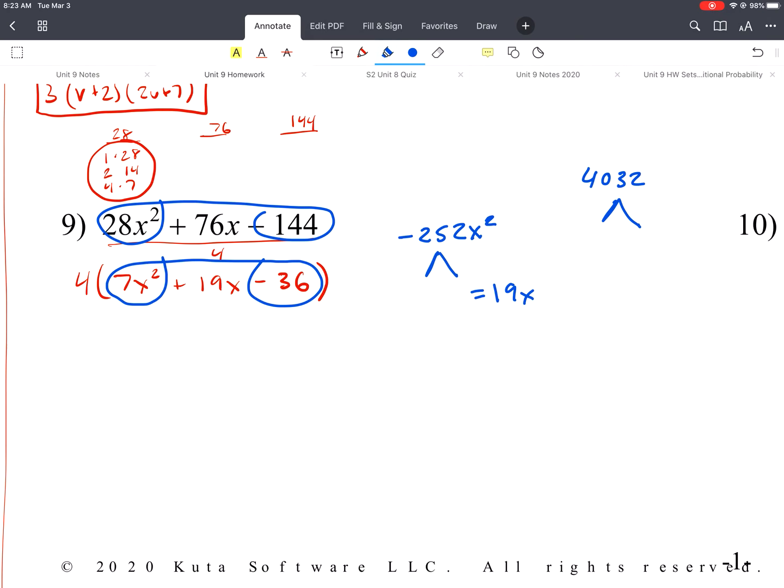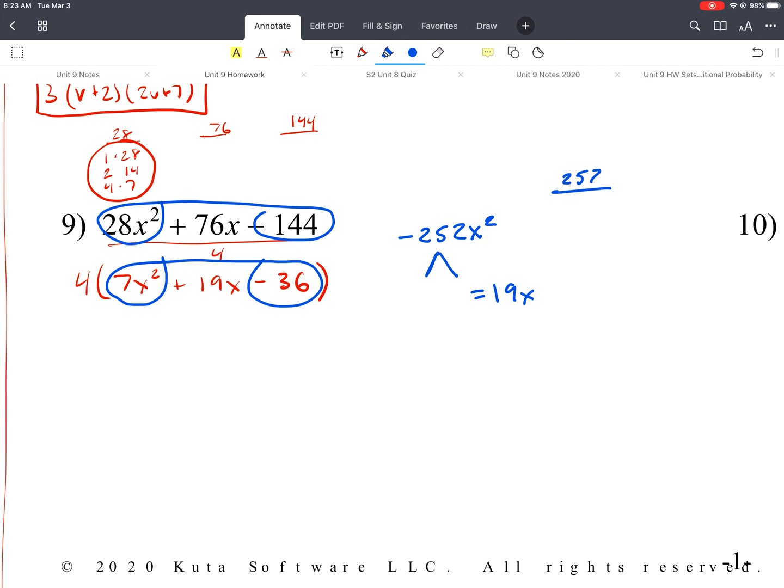So that's one of the main reasons why we take out the greatest common factor first, because that would be kind of hard. Doable, but hard, okay? You just have to keep dividing until you figure out what would work. All right, so here we go. Let's do factor pairs for 252.